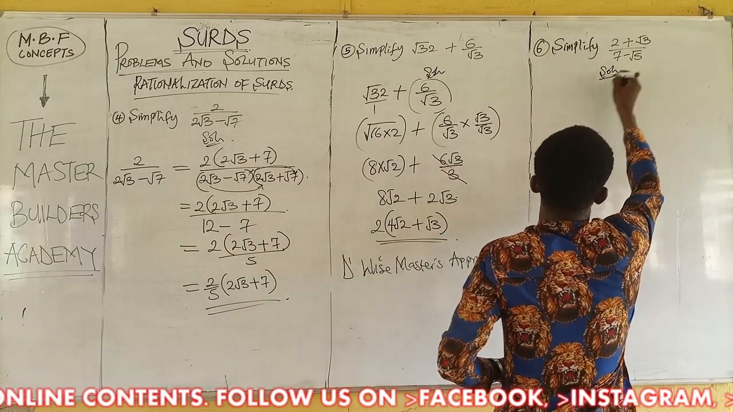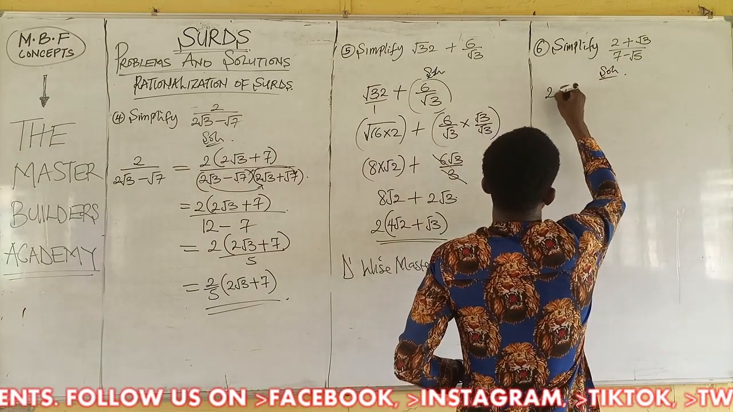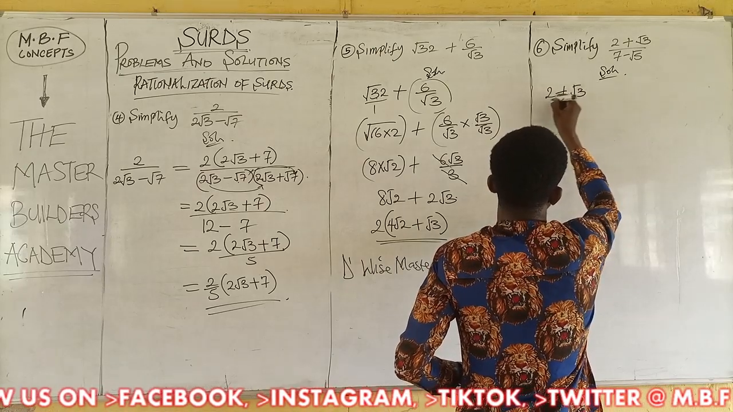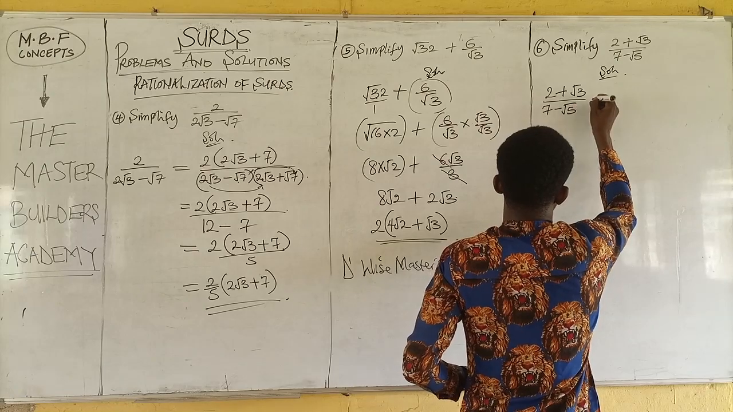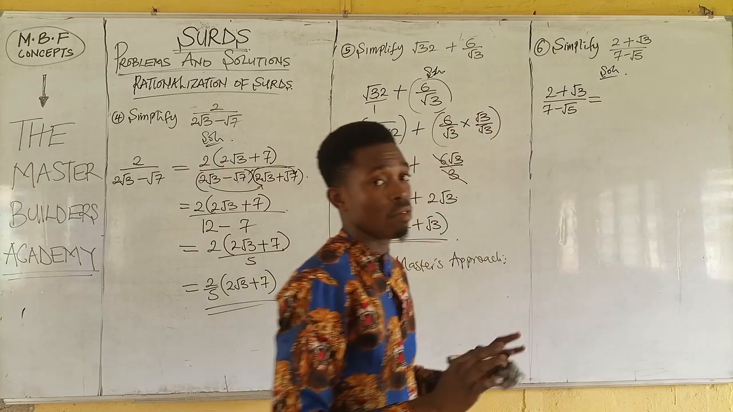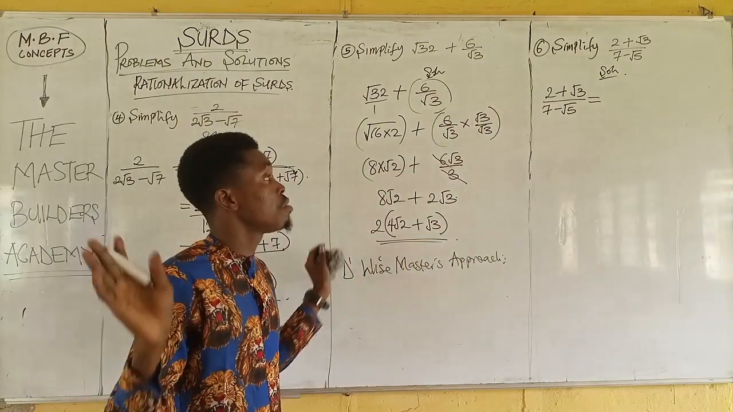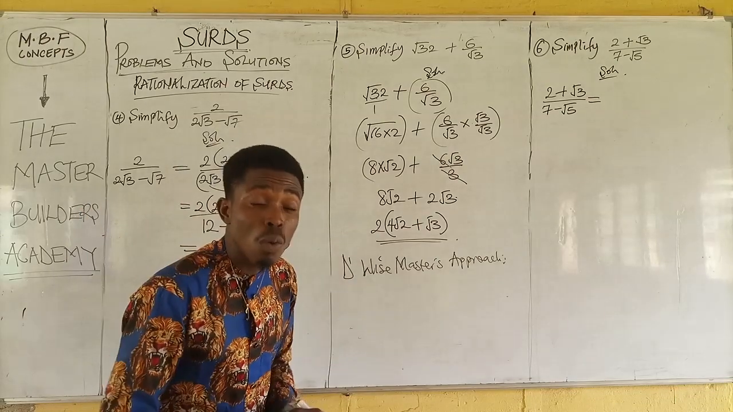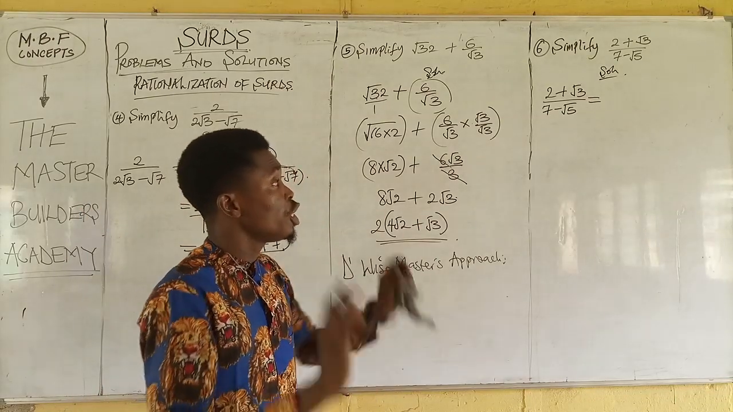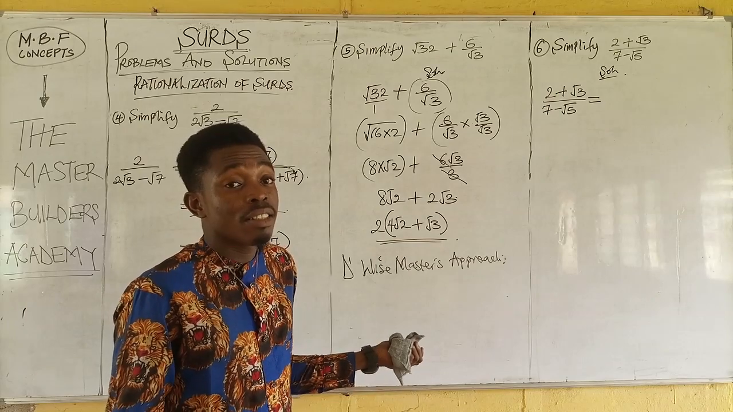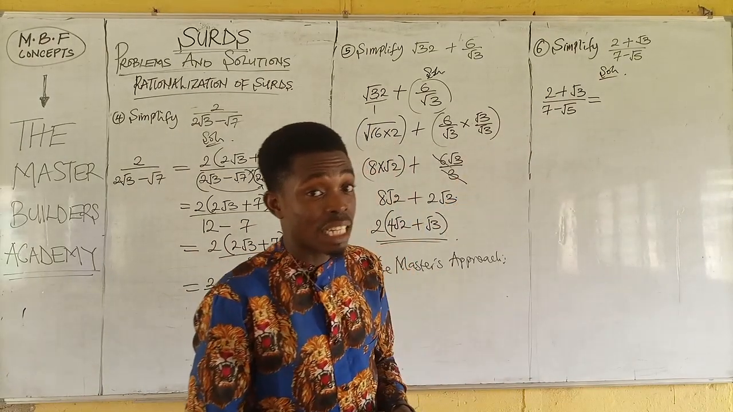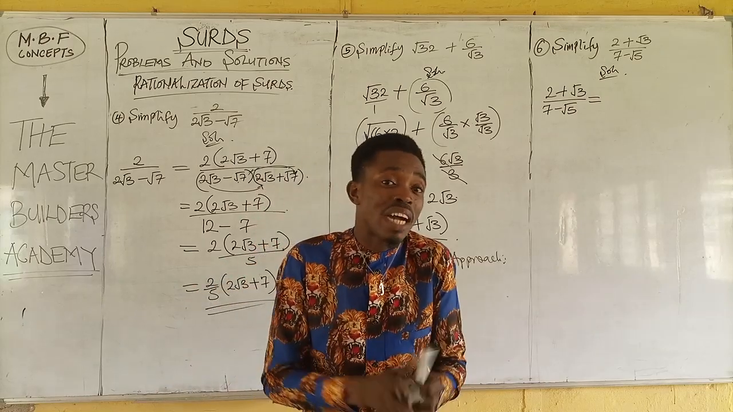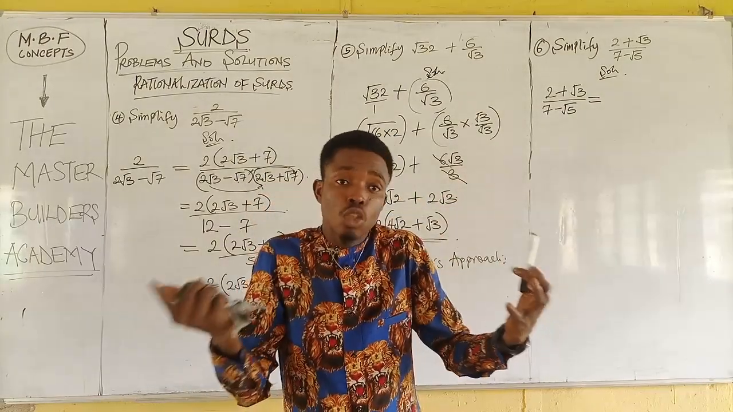Now, in question number 6, we are asked to simplify 2 plus root 3 over 7 minus root 5. Guys, this is very simple. What do we do here? All we simply do here is to rationalize. And how do we rationalize? We come to the denominator. We see that at the denominator we have a negative sign there, right? That means we have to find the conjugate of the denominator to be able to rationalize.